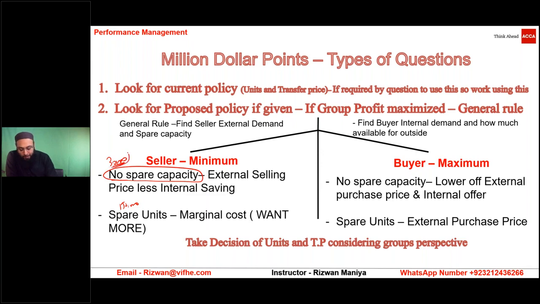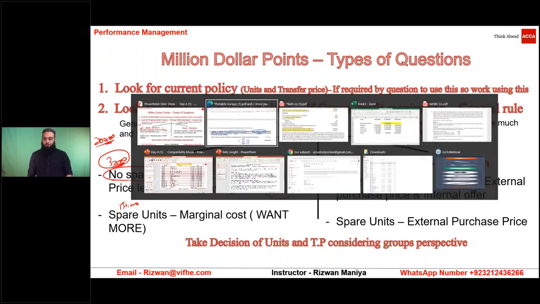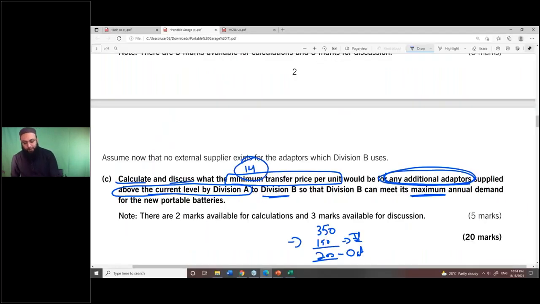Okay. So when your spare is 150,000, now if you go above 150,000 to meet internal demand, you are compromising on your external market of 200,000, yes or no? Yes. So if you exceed, this means external selling price of 15 minus internal saving of 1, and that's 14. The general rule. So these 30,000 are not spare units. If these are not spare units, the minimum is 14. So the answer for the minimum is 14.